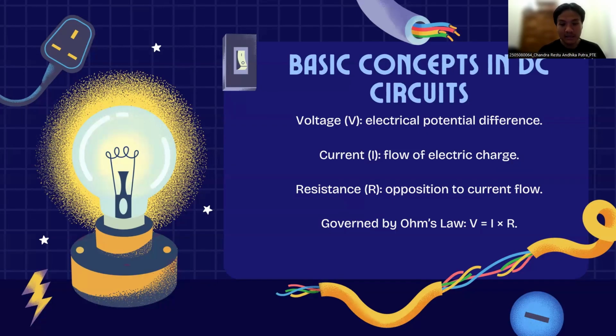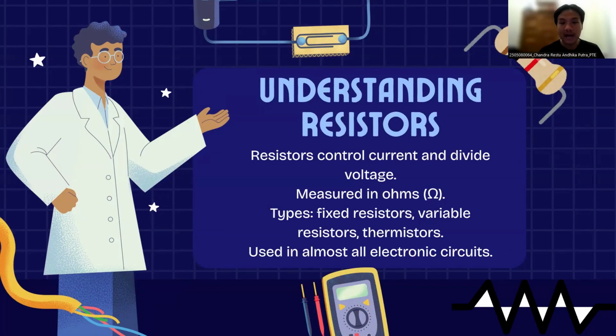These three quantities are governed by Ohm's law, one of the most important relationships in electrical engineering. V equals I times R. This formula allows us to determine the voltage, current, or resistance when the other two are known. Okay, next is understanding about resistors.